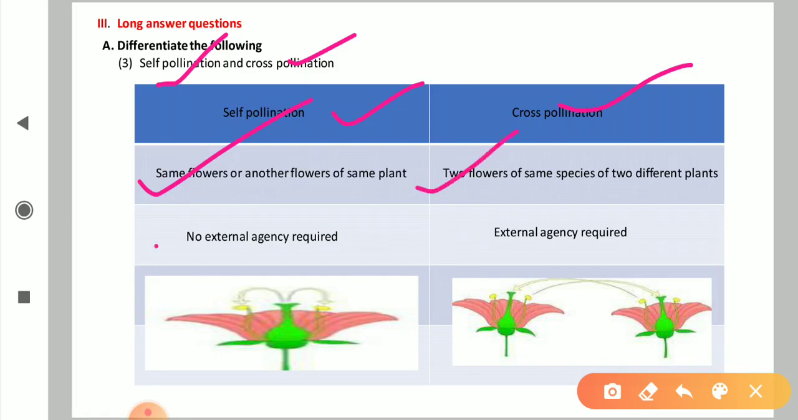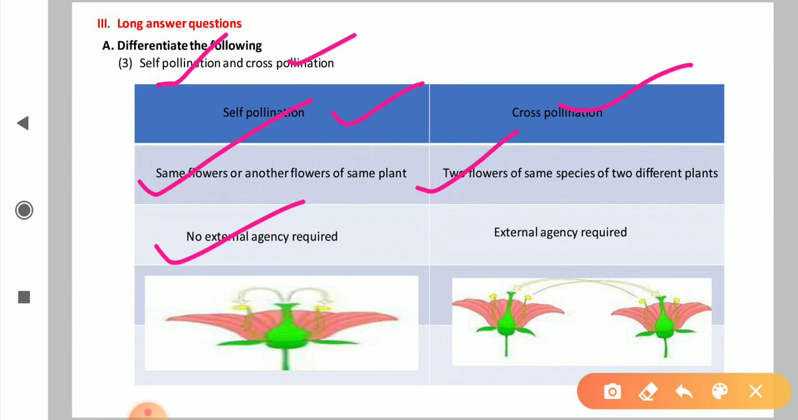Next, no external agency is required in self-pollination. Agency here means air, water, insects, human beings, animals, etc. They are the agents that can help to carry the pollen. But in case of self-pollination, no external agency is required.